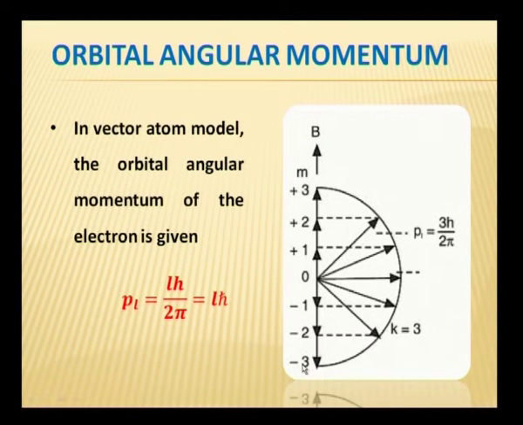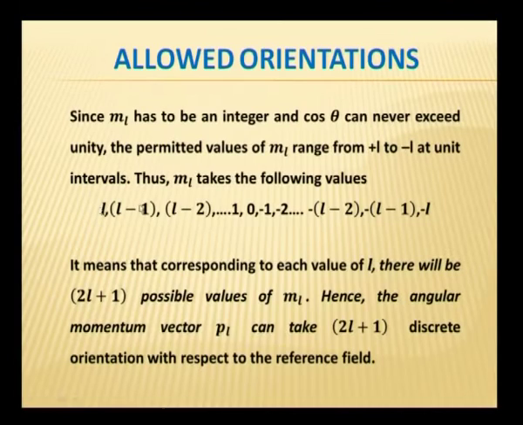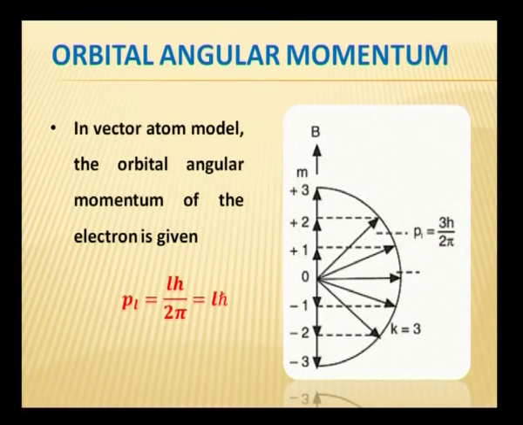Therefore, for a given L value, ML will take 2L plus 1 possible values or 2L plus 1 possible orientations. The possible values start with L, L minus 1, L minus 2. If it is 3, then 3, 2, 1, 0, minus 1, minus 2, minus 3. That is what I showed you. They are ML values, right.